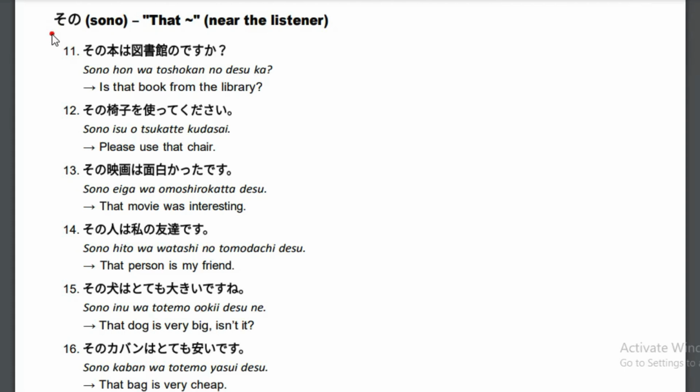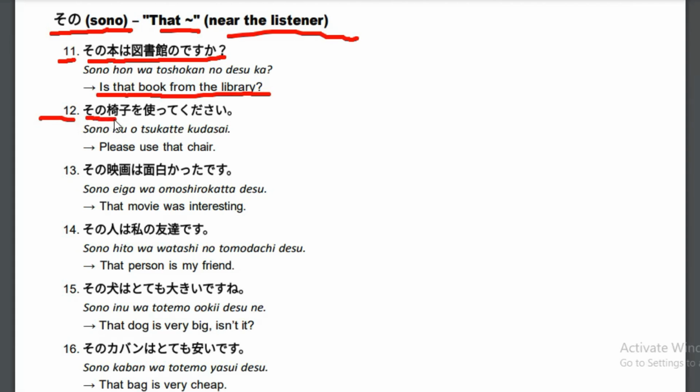Now let's see some examples of sono, means that, near the listener. The first one is sono hon wa toshokan no desu ka? Means is that book from the library? The next is sono isu o tsukatte kudasai, means please use that chair.